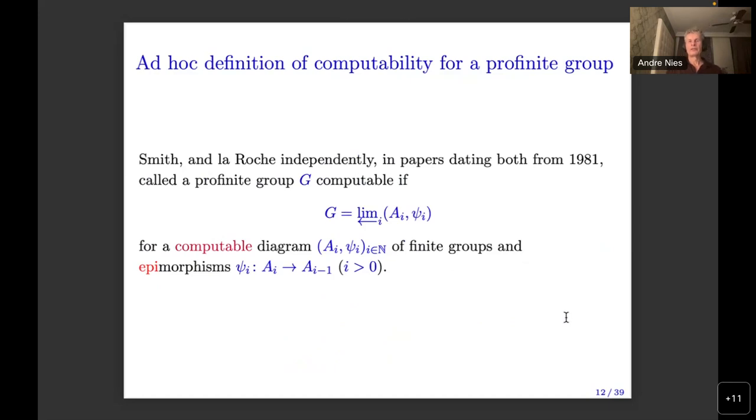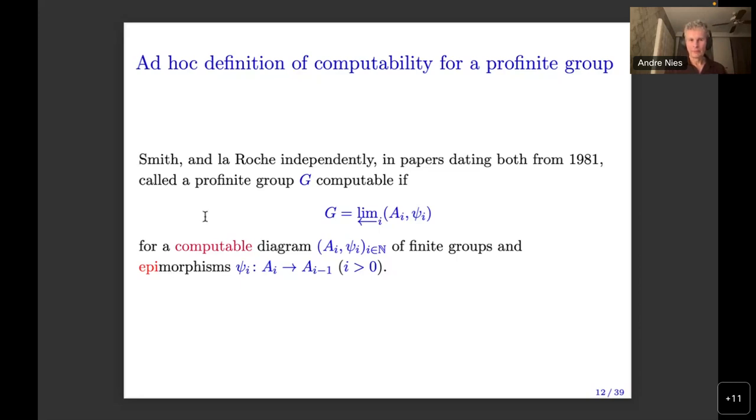For profinite groups in the original definition by diagram, people have made an ad hoc definition. Smith and Roach, both in 1981, just took the original definition by diagram. Importantly, they required that the maps between groups are onto. So I want a computable diagram with epimorphisms. Everything is finite, so all this should be computable. Such a diagram exists. It's the same as saying the group is computable.